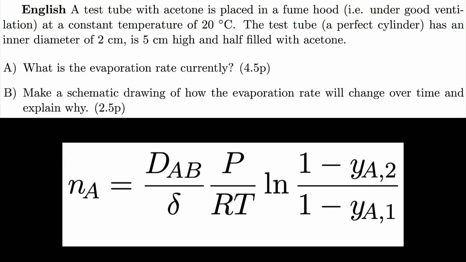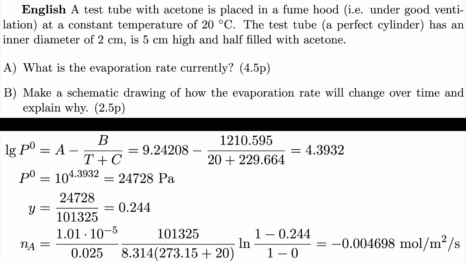Let us assume 1 atmosphere, so 101.325 kilopascal. Well ventilated means no acetone in surrounding air. Partial pressure of acetone infinitely near surface is given by Antoine's equation. Please note that you must use the Antoine parameters for the correct temperature range. We get a partial pressure of 24,728 Pascal, and thus a molar fraction of 0.244.